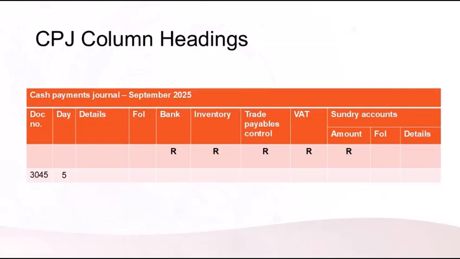Just like with our cash receipts journal, the month name appears in the title of the journal. Cash payments journal, September 2025. So in our day column, we're only going to write the day number, which is the 5th. So we write 5 in our day column. Our next column that we need to record is our details column.